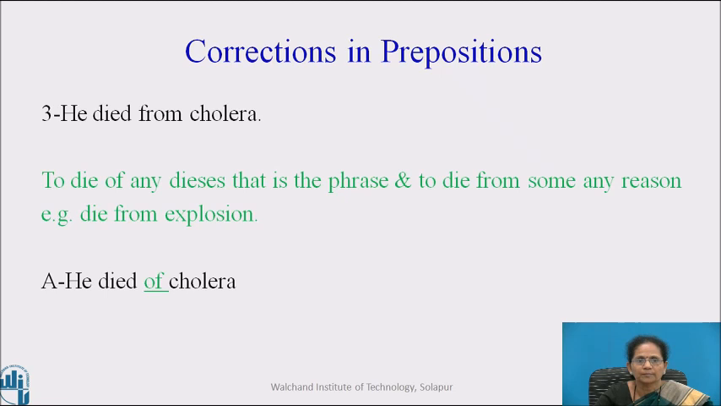See another example. He died from cholera. To die of any disease is the phrase, and to die from some other reason, for example, die from explosion. That's why the correct preposition here should be: he died of cholera.